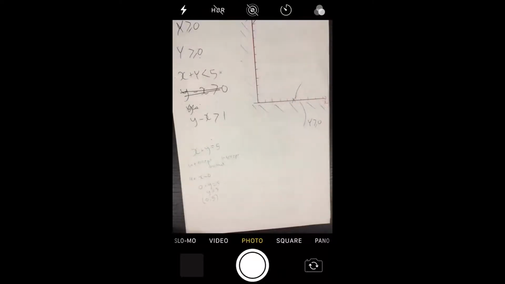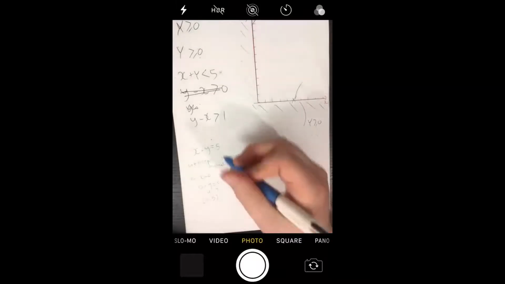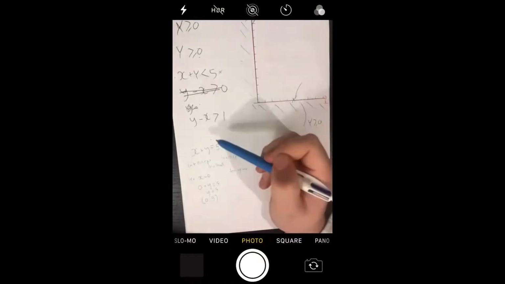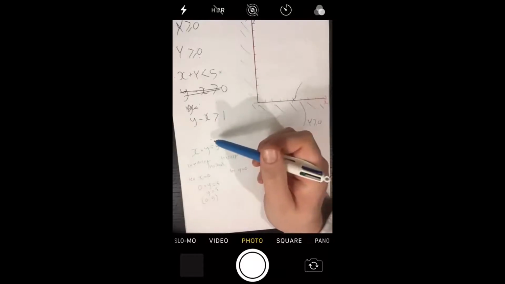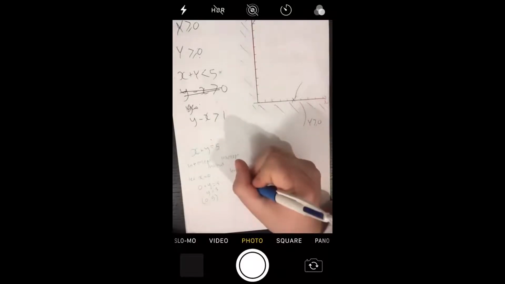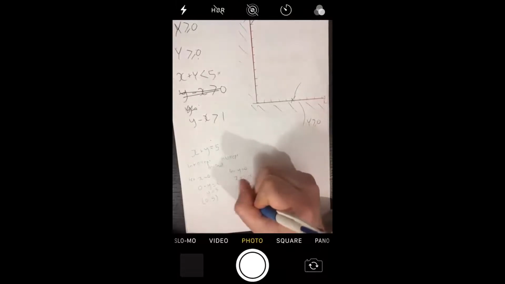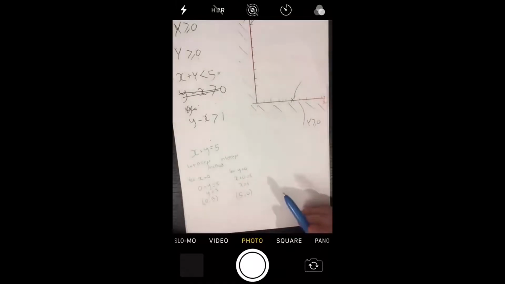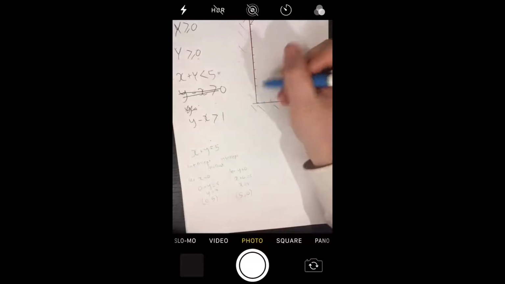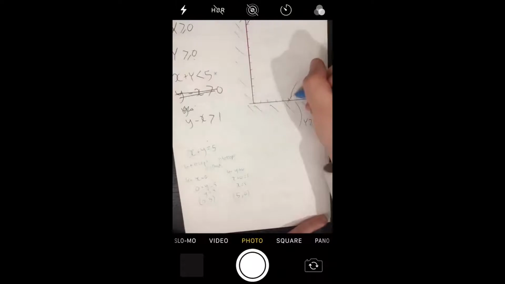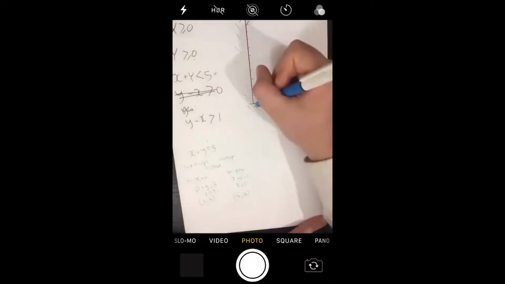And then my next point is going to be let y equal 0. This comes really in handy for these types of graphs. So then you go x plus 0 equals 5, x equals 5. That gives you 5, 0. I got that wrong. I got these two wrong. Sorry about that. This one here is 5, 0.